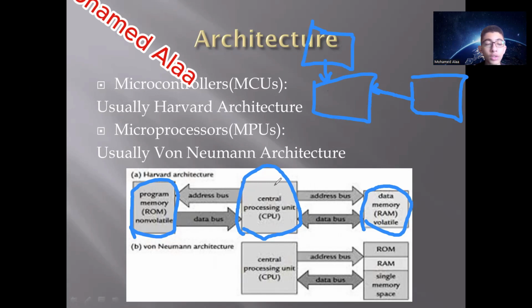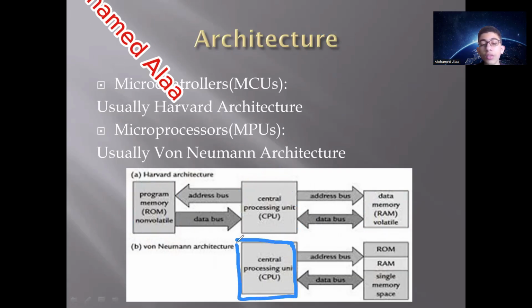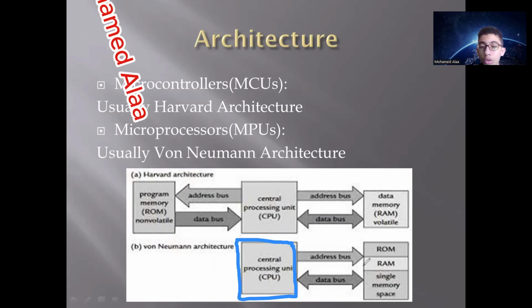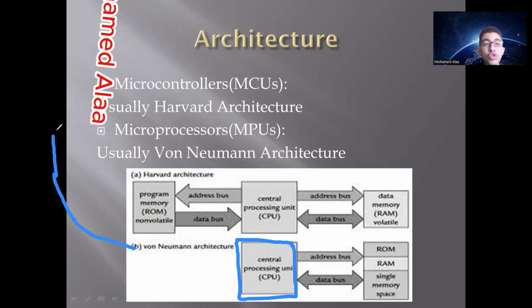What about the von Neumann architecture, you ask? Well, it's actually way simpler. The CPU, the RAM and the ROM have one single address bus and one single data bus. Well, you might say, that will cause some errors to happen. Yes, that will cause errors to happen, but it's usually very, very cheap. Microprocessors use the von Neumann architecture, while microcontrollers use the Harvard architecture.